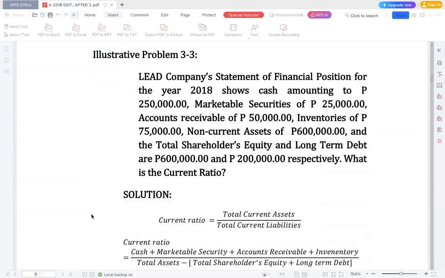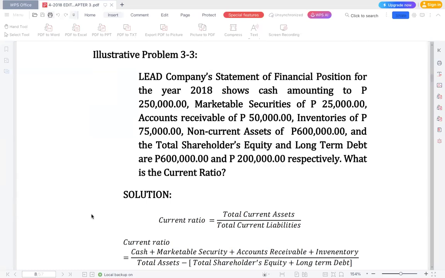So let us provide an example. Lead company's statement of financial position for the year 2018 shows cash amounting to 250,000, marketable security 25,000, accounts receivable 50,000, inventories of 75,000, while the non-current asset of 600,000 and total shareholders' equity and long-term debt amounted to 600,000 and 200,000 respectively. What is the current ratio?